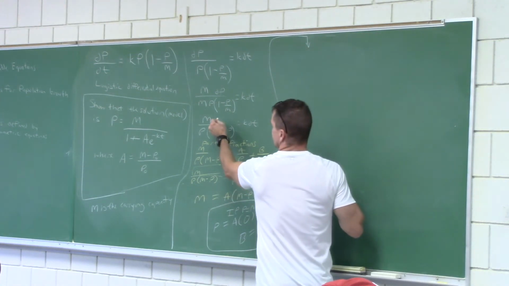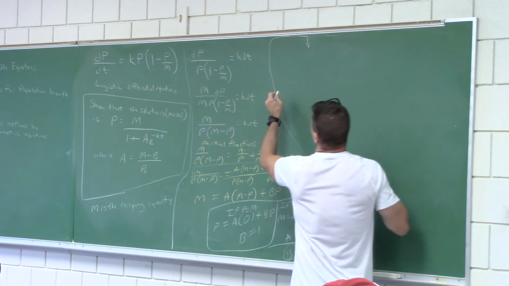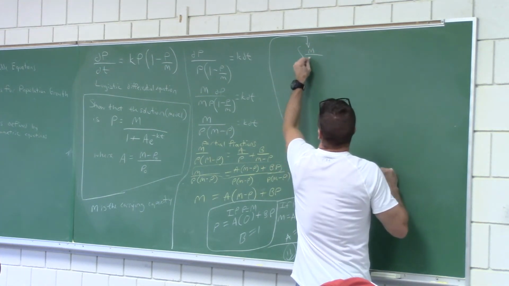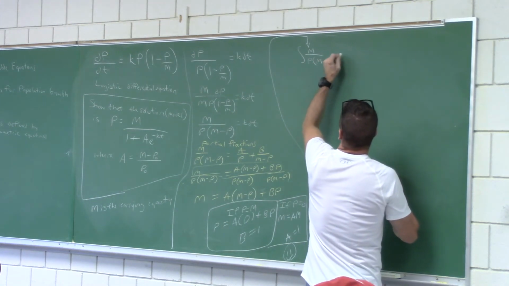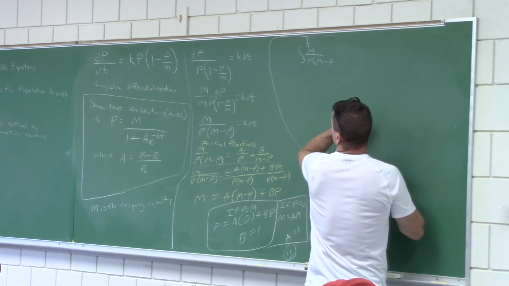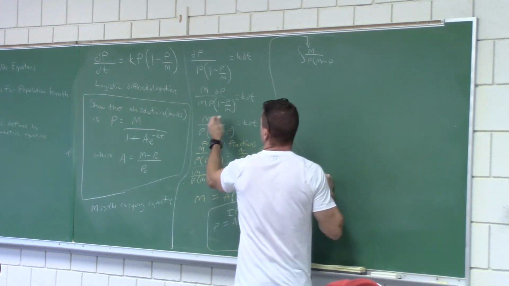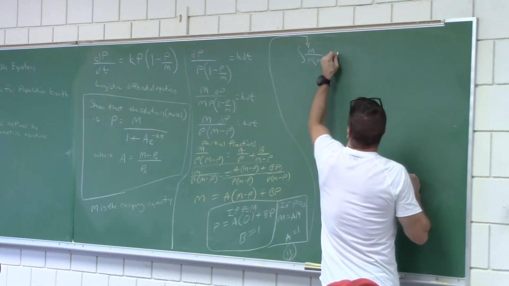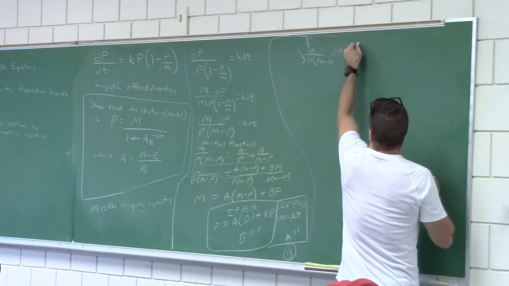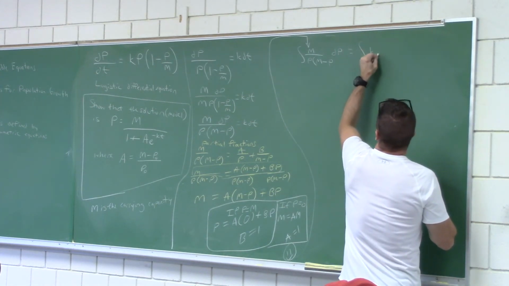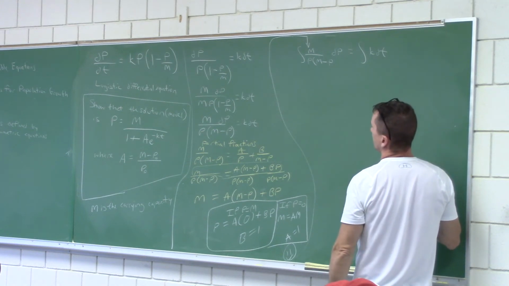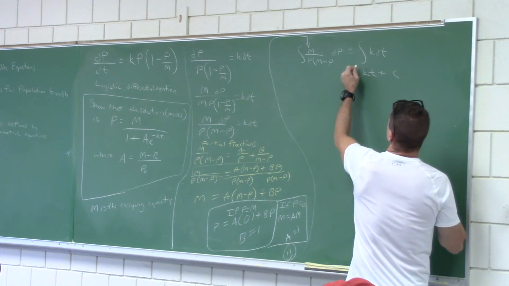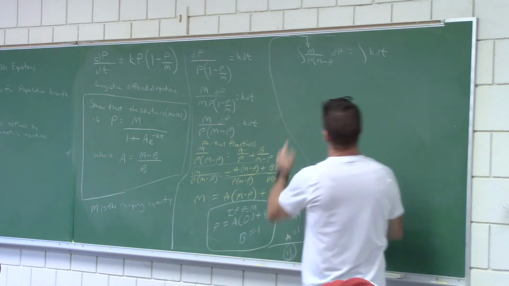So I'm going to come back to this. What is this equal? The integral of M over P times M minus P, and this has a dP in it. I apologize, I'm going to put that right here. The integral of k dt. This just becomes kt plus c, but before I do that integral, let me replace this.